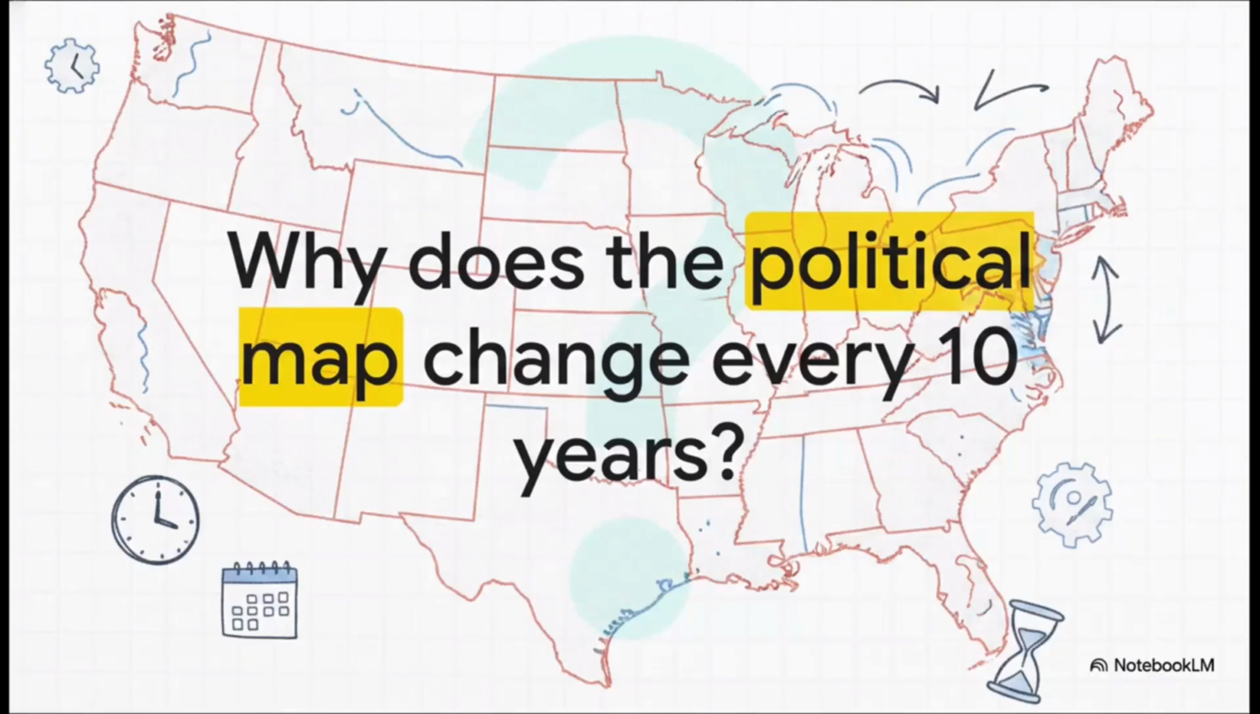You might be wondering, why isn't state representation just permanent? Why don't the lines just stay exactly where they were drawn a century ago? Well, the boundaries dictating your voice in Congress, and ultimately the control over federal laws and funding, are fluid. They react to a very specific federally mandated rhythm that completely reshapes the map every single 10 years.